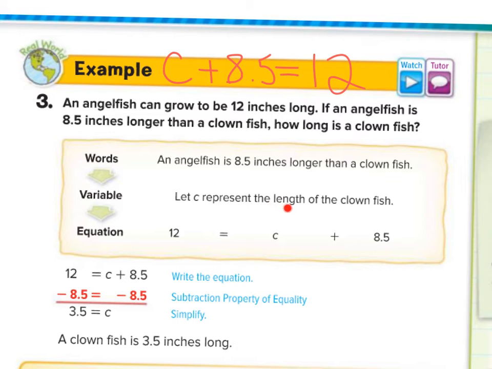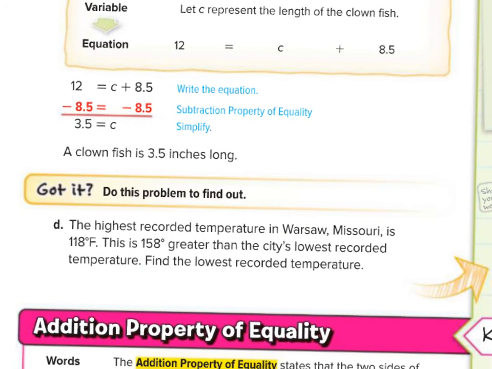Variable: let C represent the length of the clownfish, because that's the variable, we don't know what it is. So the equation, you have 12 equals the clownfish plus 8.5. I just wrote it this way, but it's the same thing. Okay, so we have to use the subtraction property of equality to get rid of the 8.5 because we want to find C and leave it all by itself. Whatever you do to one side, you must do to the other side. You subtract 8.5, subtract 8.5, and you get 3.5 for C. So a clownfish is 3.5 inches long.